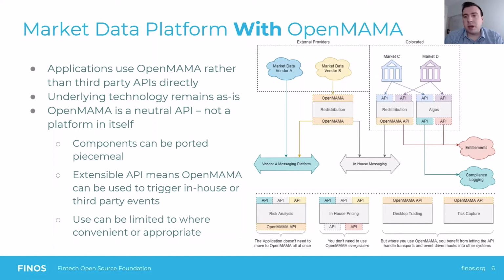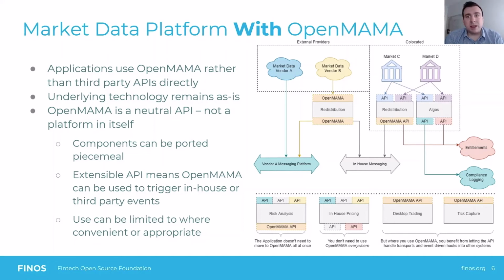So there's nothing to stop an OpenMAMA application publishing and subscribing onto one vendor messaging platform or an in-house messaging platform or an in-house entitlements tracking system or compliance logger. There's nothing to stop any of that. OpenMAMA is really just an API. It's a standard way to try and handle market data events.